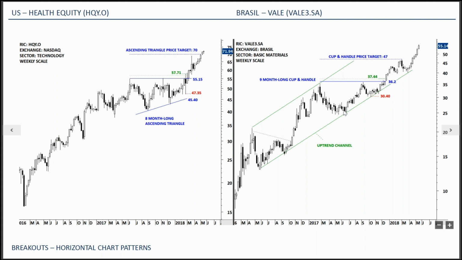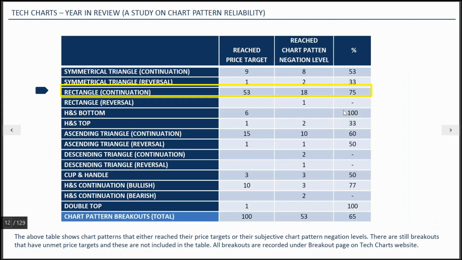Now, when we look at these chart patterns in the table, you can see that I was able to find more rectangle chart patterns because I believe in the reliability of these chart patterns. It's easier to identify on the weekly scale price charts, and you can see that they have performed much better. Now, market conditions can change and these numbers can change. This is just a study on chart pattern reliability from the sample size that we have collected over the past year.